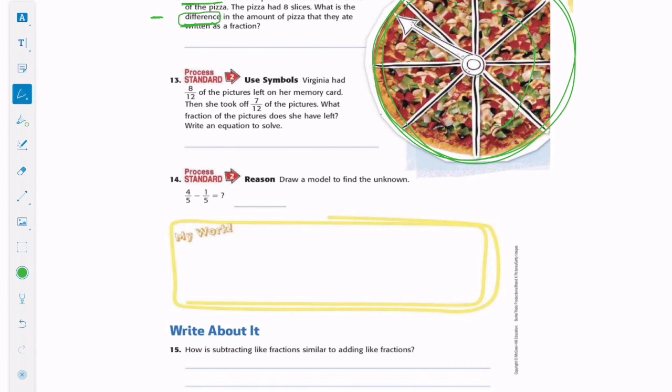So Anne ate 2. Teresa ate 3. And again, what was the total? 8. So, which is bigger? What Teresa ate, 3, or what Anne ate, 2? Good, 3 is bigger. So that comes first in our subtraction problem. We can't forget those rules. So Teresa ate 3 out of 8. Anne ate 2 out of 8. I want the difference, so I need to do 3 eighths minus 2 eighths, and that is 1 eighth of the pizza. Okay.